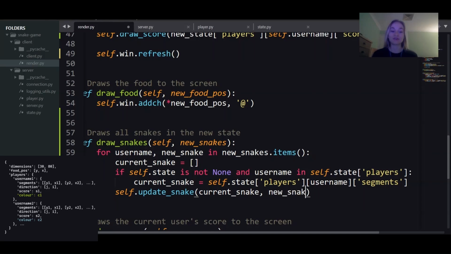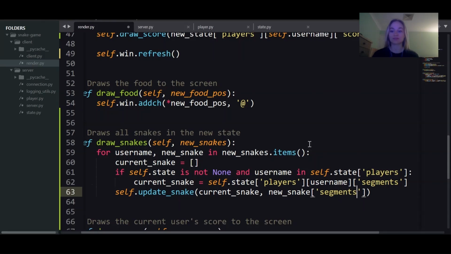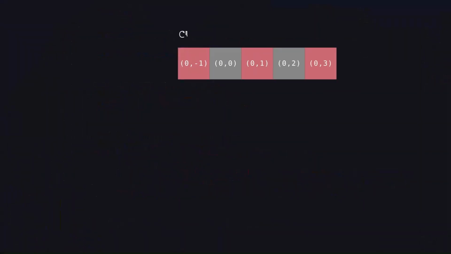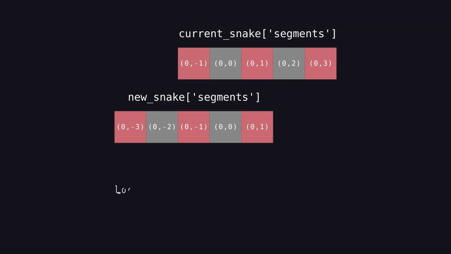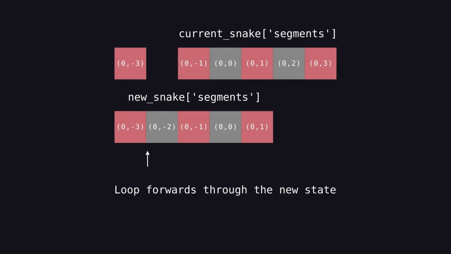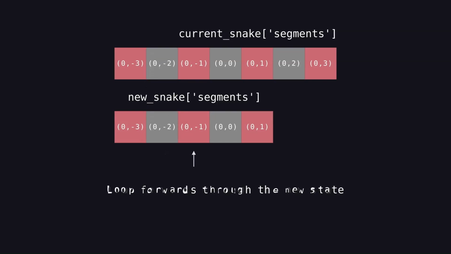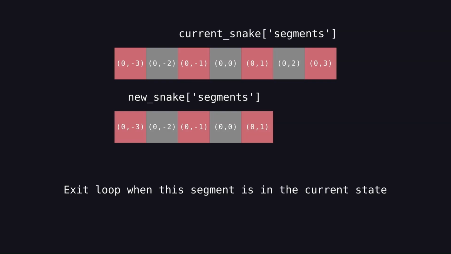Remember, the snakes are represented as a list of segments. In general, every snake will have one head added on and the tail popped off for each step. But to be safe, we'll do this in a loop to make sure we get all the segments. Loop forwards through the new snake starting from the head. If this segment is not in the current state, draw it to the screen. And if it is in the current state, we can stop the loop because that's all for the new segments.